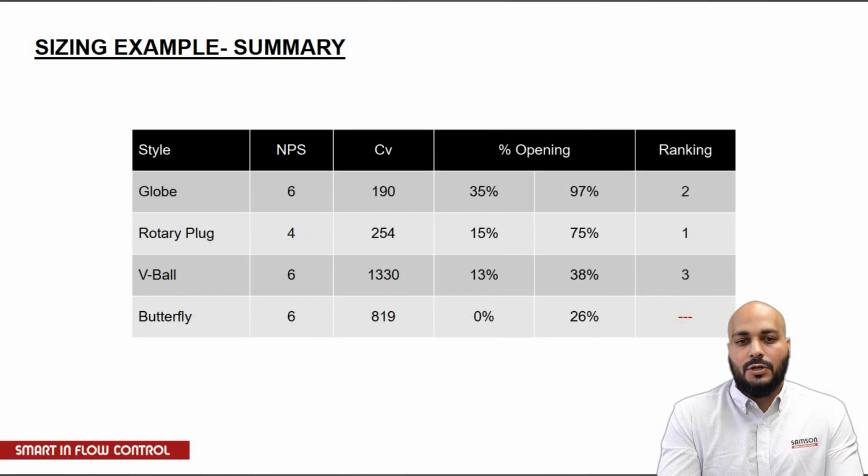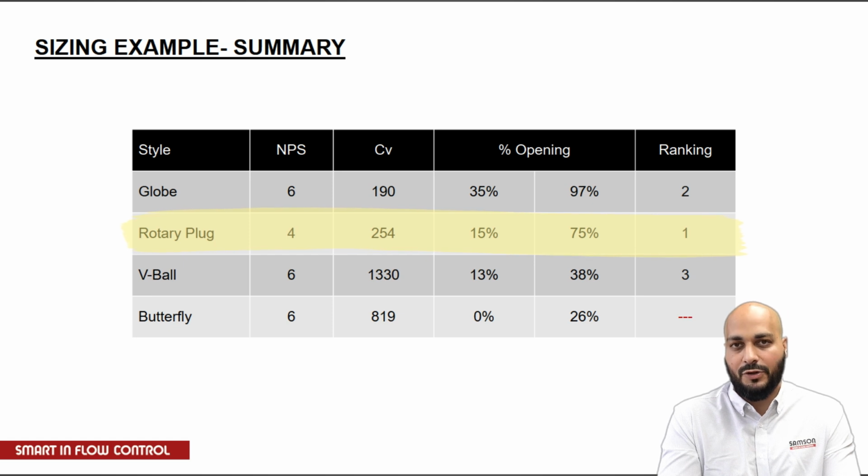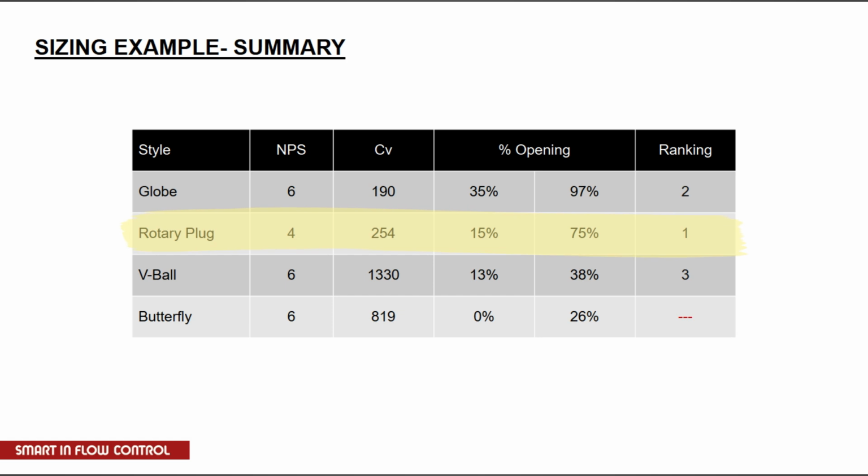To summarize the results, I put all the results in this chart and ranked them from best to worst. I put the rotary plug valve as the most ideal for the application, globe valve in second place, and the segmented ball valve in third place.